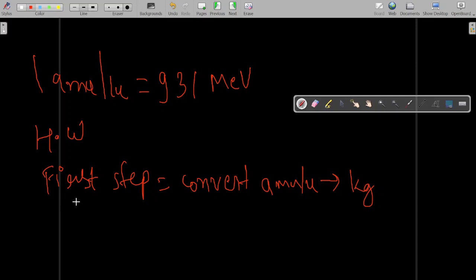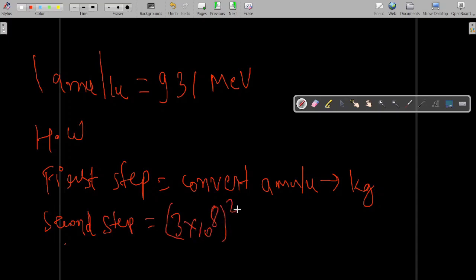And then after you get the mass in kg, second step: multiply the mass in kg by 3 into 10 to the power 8 meter per second, squared. Then you will get the value in joules, the rest mass energy value in joules. Then convert it into electron volt. How to convert joules to electron volt?